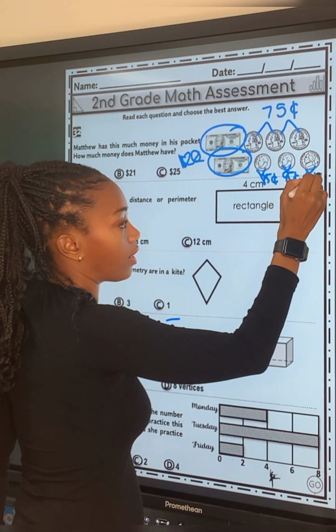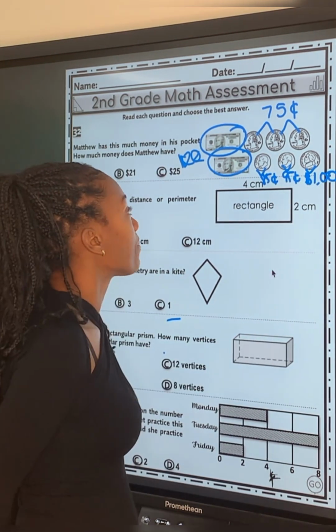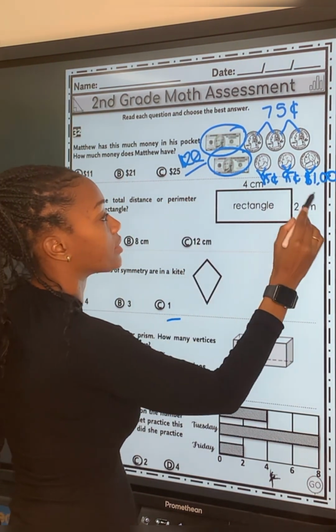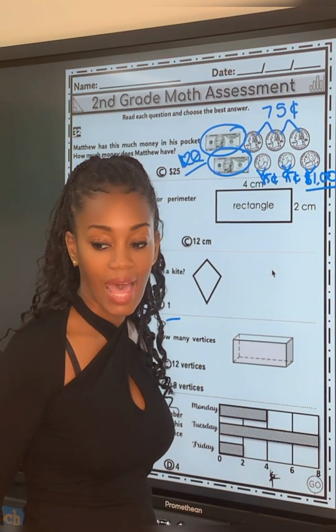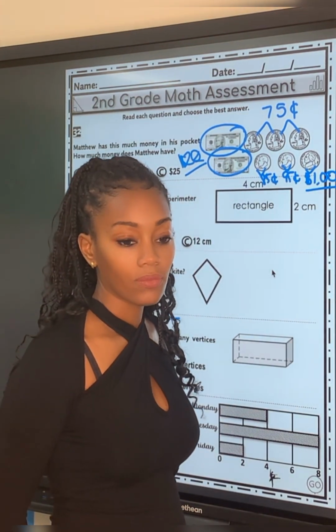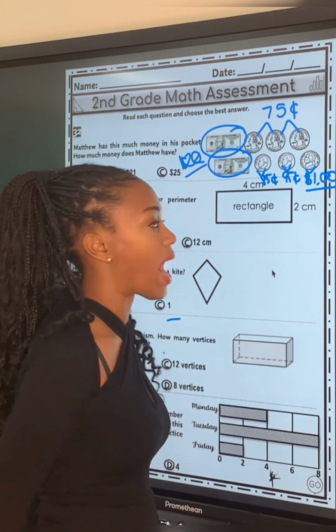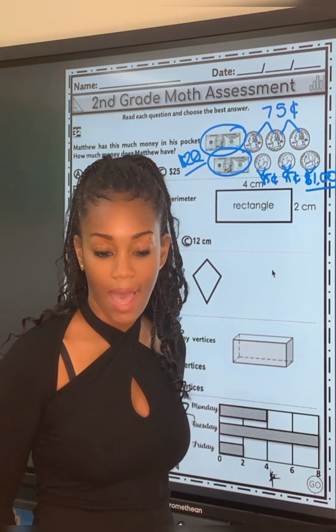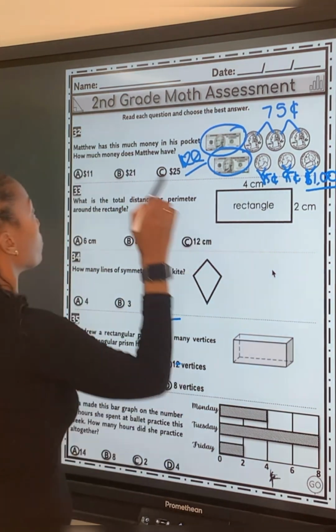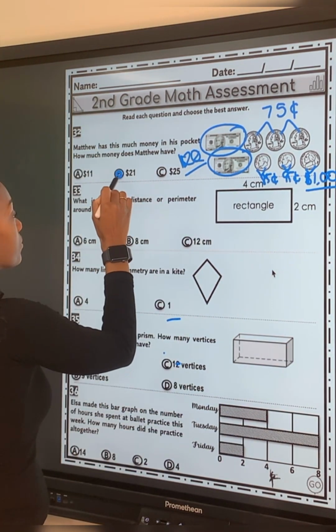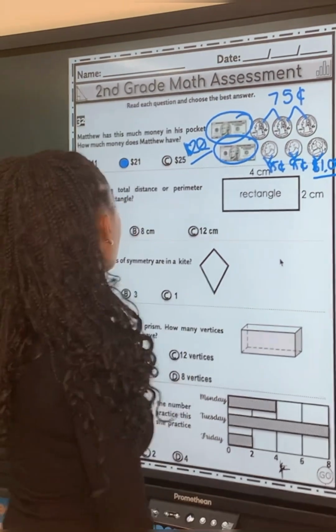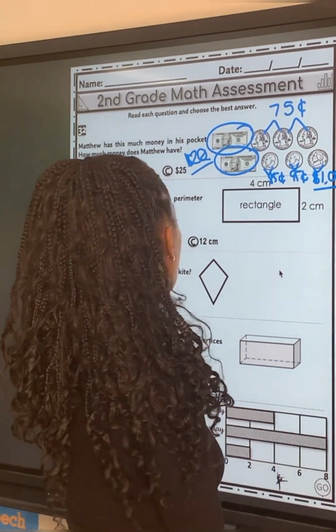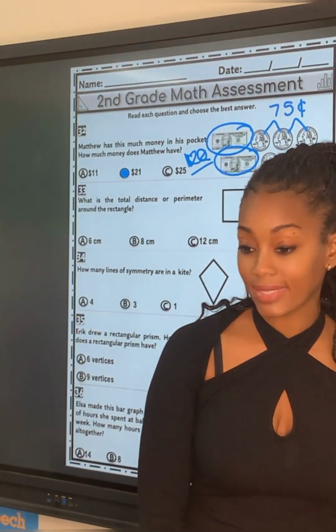$1. Very good. So now I'm looking at $20 and $1. How much is that? $1.21. Let's try it again. I'm looking at $20 and $1. How much is that? $21. Thank you.